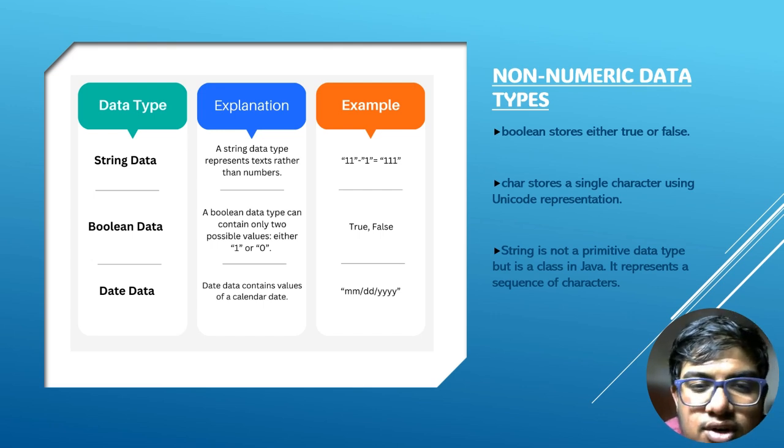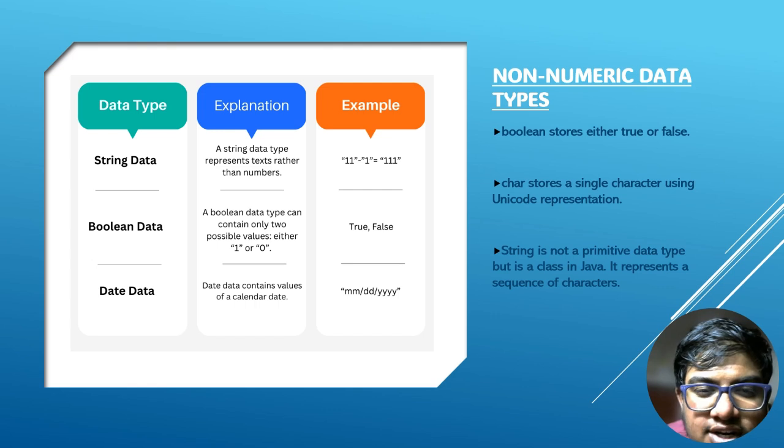Now we go to the non-numeric data types. Boolean. The boolean stores either true or false. So when you're using a boolean data type, it responds either with a true or a false. And then we have a character. A single character using Unicode representation is stored.